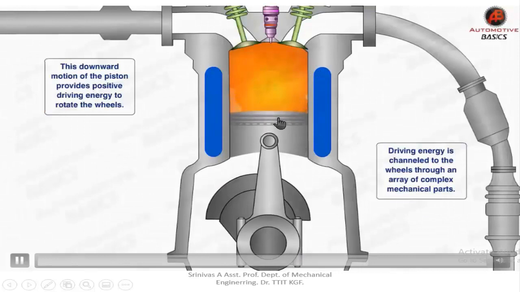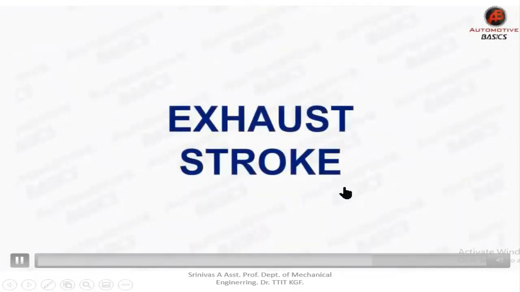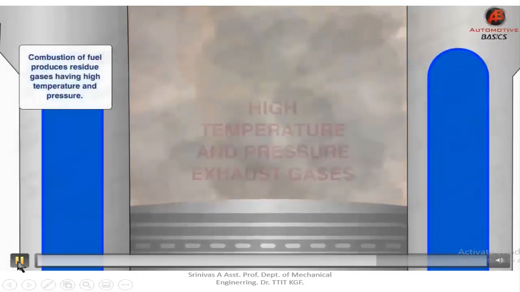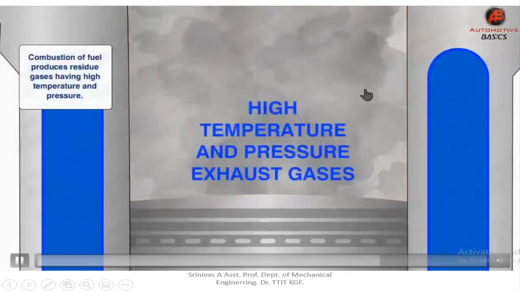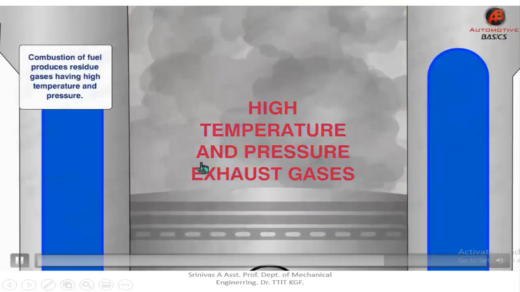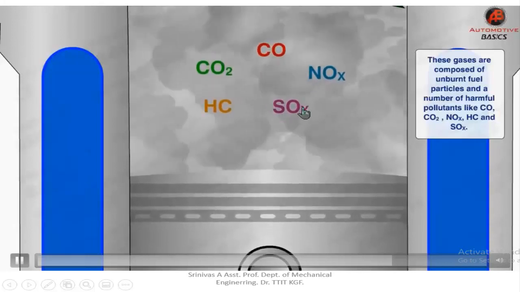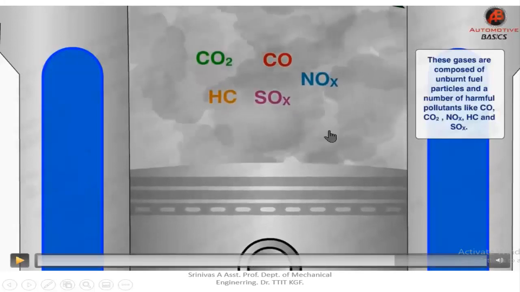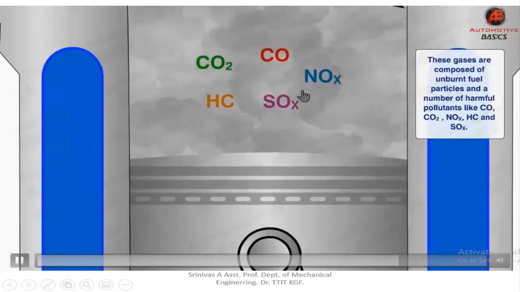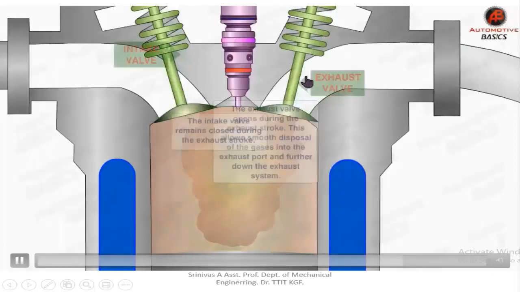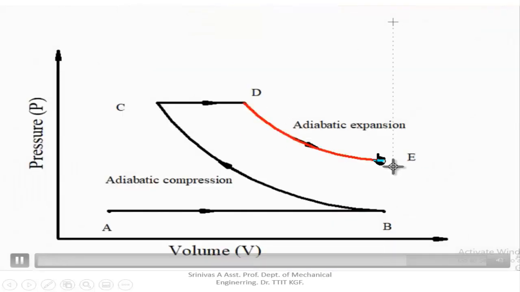At the end of the power stroke, when the piston reaches BDC, the exhaust stroke begins. During the exhaust stroke, the burnt gases still have high temperature and pressure, and include carbon monoxide, carbon dioxide, nitrogen oxides and sulfur oxides. All these burnt gases will be driven outside. When the piston reaches BDC, in the meantime the exhaust port is opened, and all the burnt gases are taken out through the exhaust port.